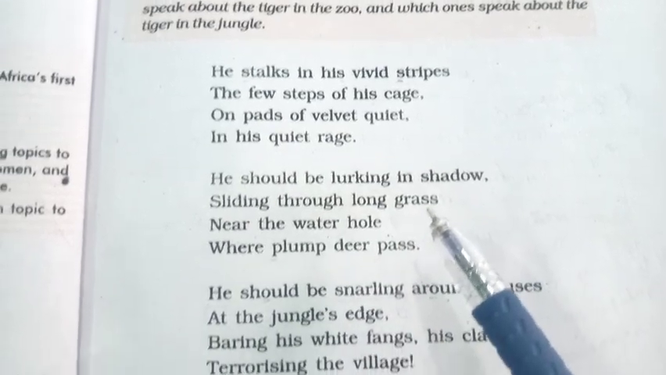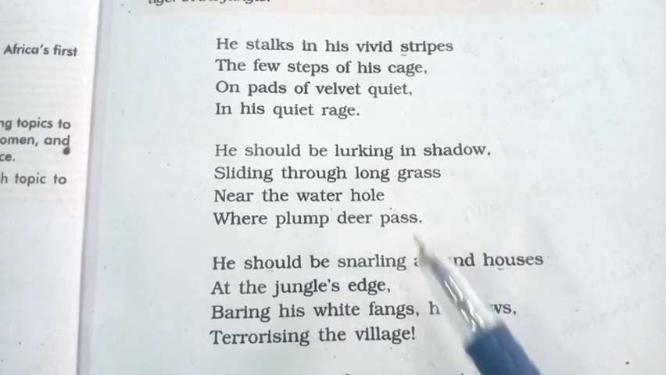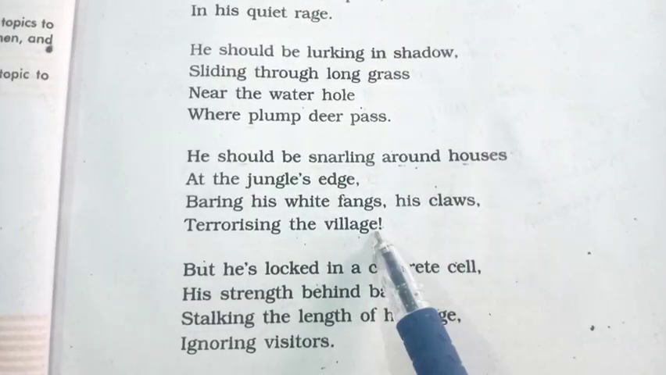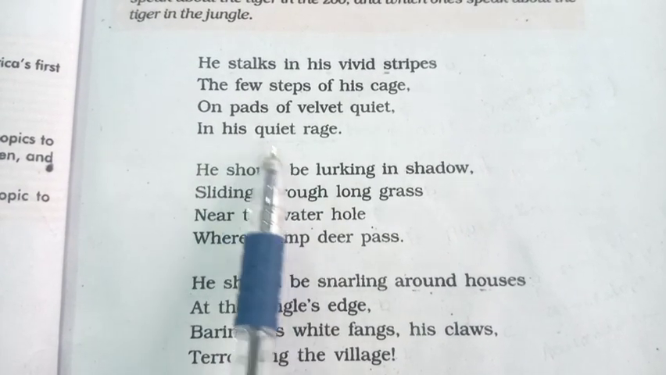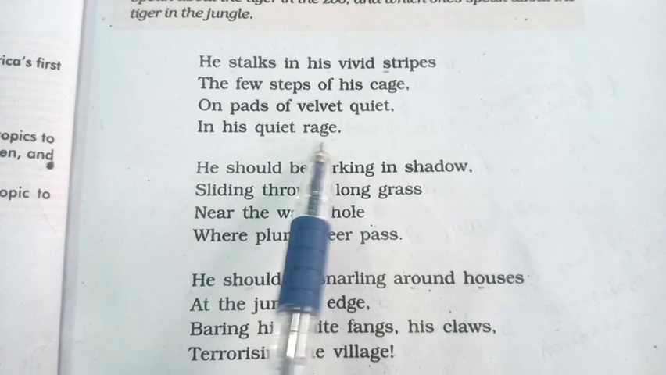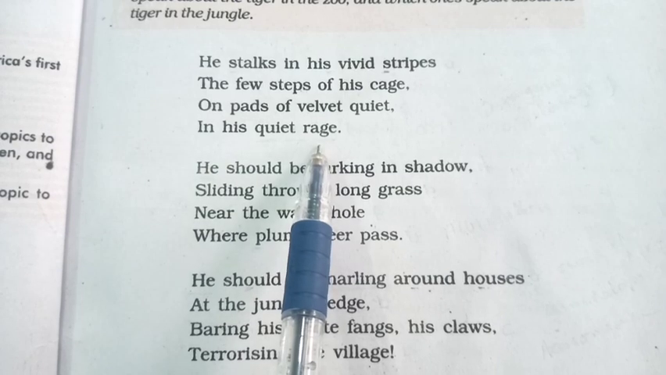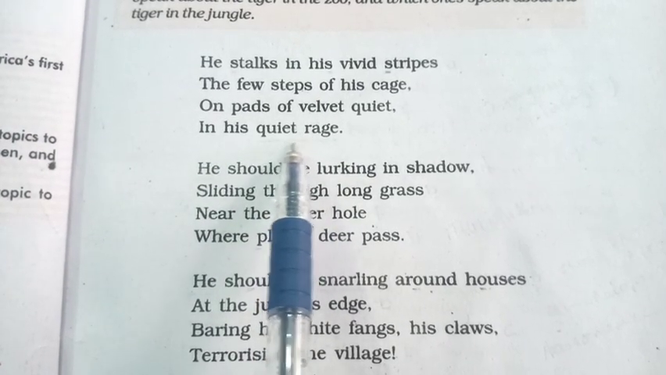In the second stanza also you can find shadow, grass, hole, pass: A, B, C, B. In the third stanza also houses, edge, claws, village: A, B, C, B. In the very first stanza you can find the poetic device oxymoron. Oxymoron is a poetic device where you find two opposite words together, like quiet rage. Quiet means silent and rage means anger. When you find two opposite words together in a line, that is called oxymoron.